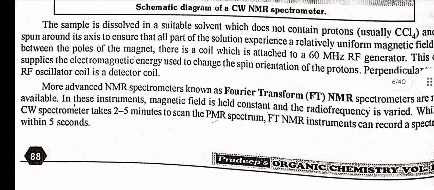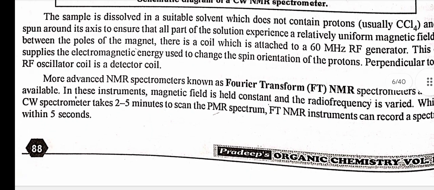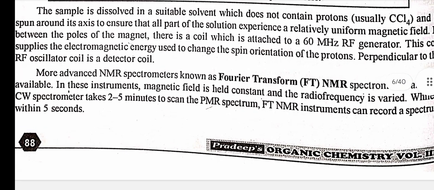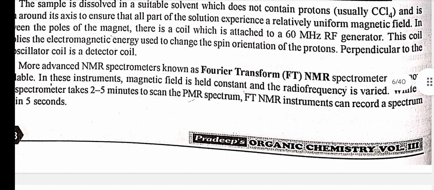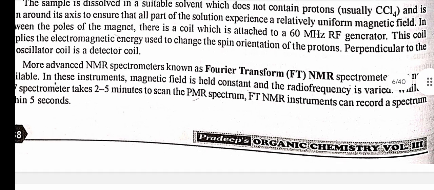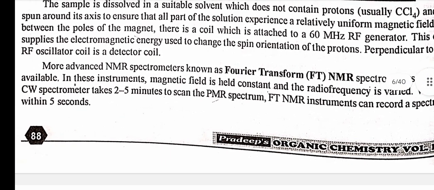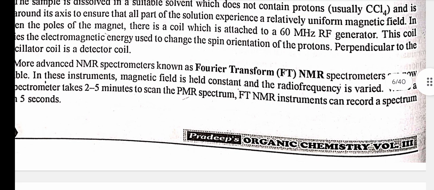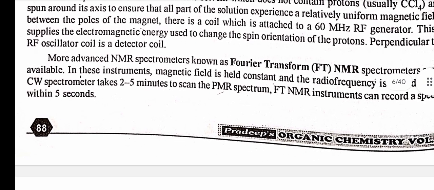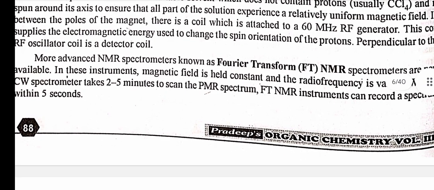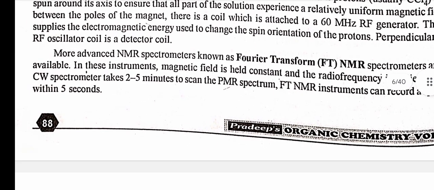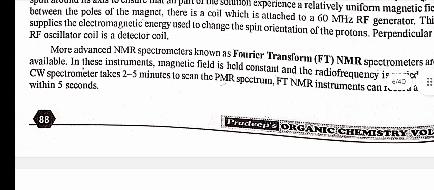A sample is dissolved in a suitable solvent which does not contain protons and is spun around its axis to ensure that all parts of the solution experience a relatively uniform magnetic field. In between the poles of the magnet, there is a coil which is attached to a 60 MHz RF generator. This coil supplies the electromagnetic energy used to change the spin orientation of the protons. Perpendicular to the RF oscillator coil is a detector coil.